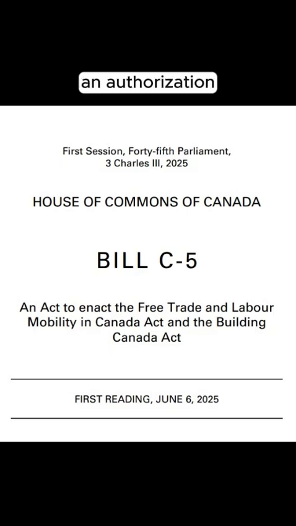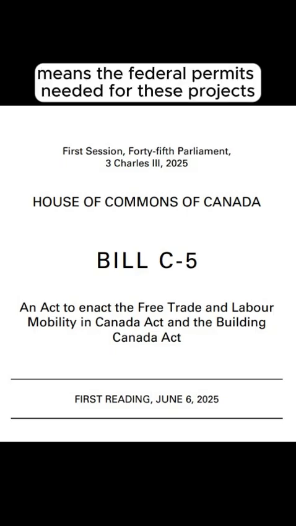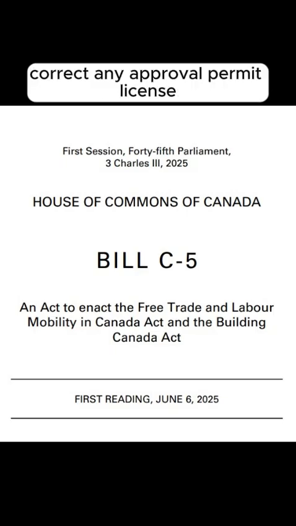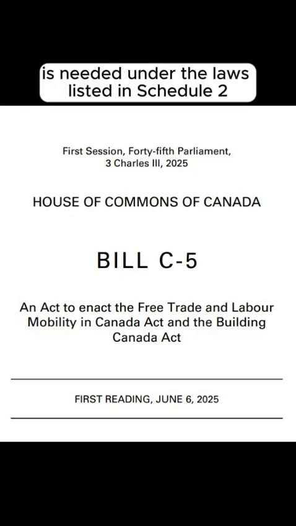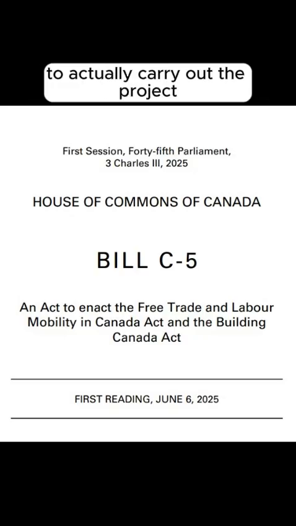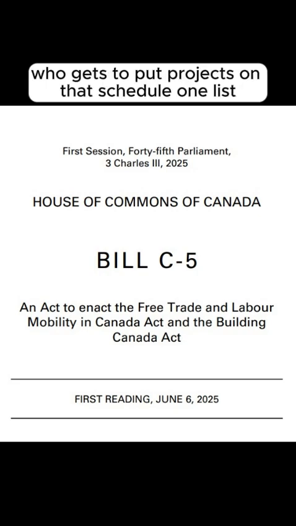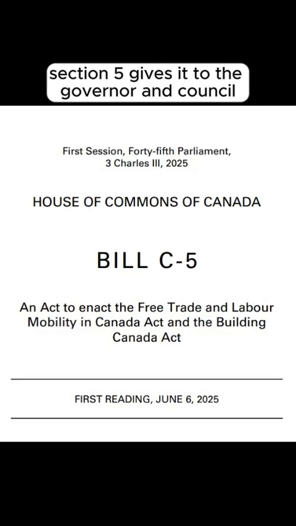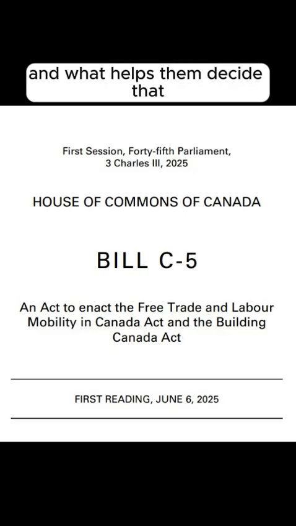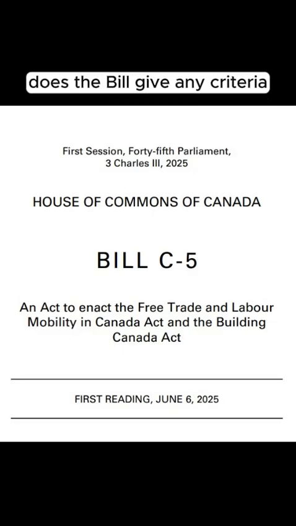And authorization means the federal permits needed for these projects. Correct. Any approval, permit, license, whatever federal document is needed under the laws listed in Schedule 2 to actually carry out the project. So, who gets to put projects on that Schedule 1 list? That power, Section 5 gives it to the governor in council. They can add a project if they decide it's in the national interest. And what helps them decide that? Does the bill give any criteria?